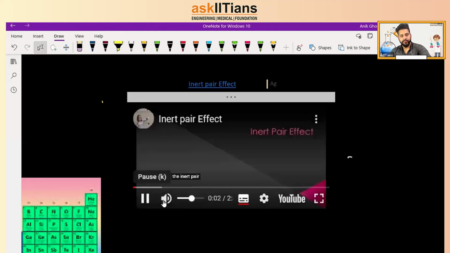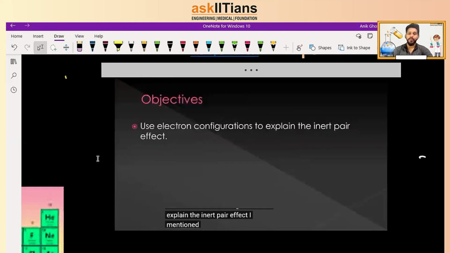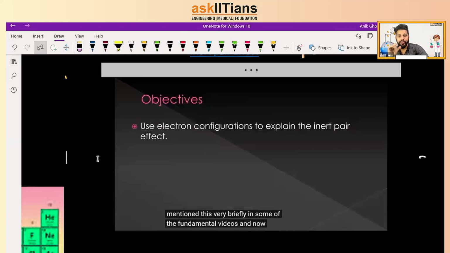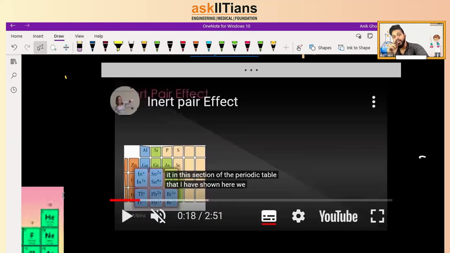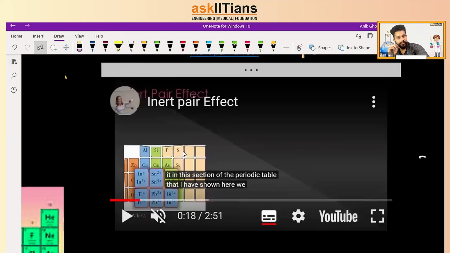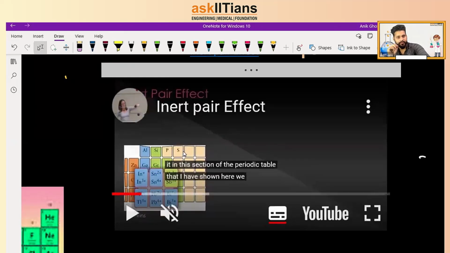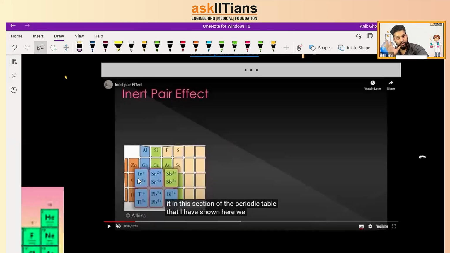The inert pair effect. Okay, guys, I'll be explaining this to you. As you can see, the configuration explains the inert pair effect mainly for those in group 13, group 14, and group 15 elements, right? You can see the names of the elements. There is one more thing. Other than the last element of these groups, they are also focusing on the second last element as well.